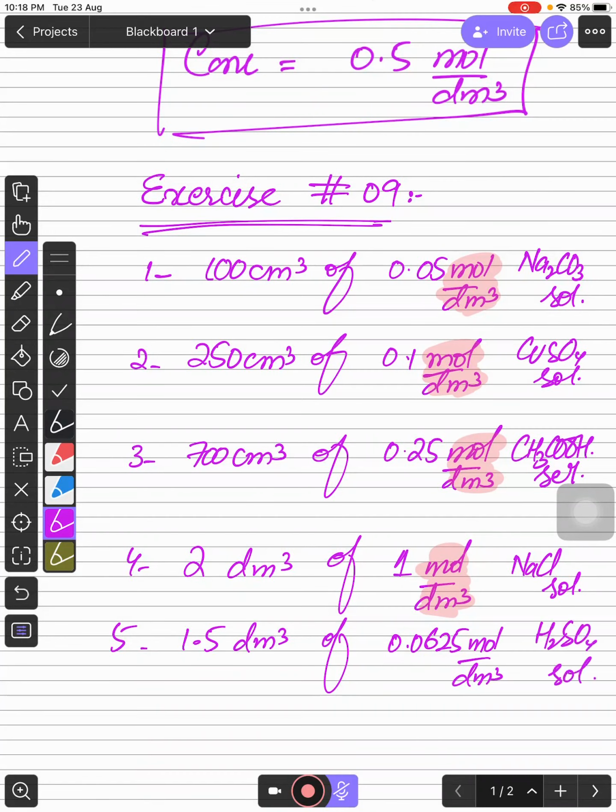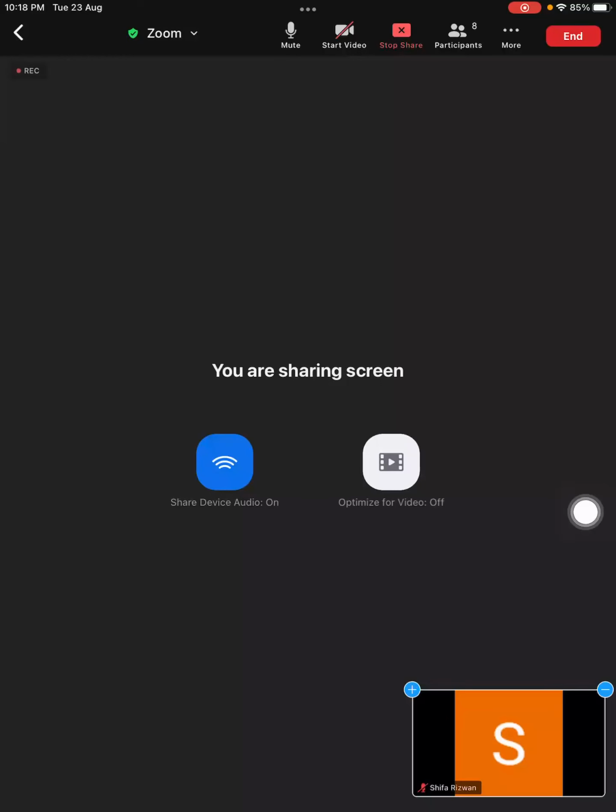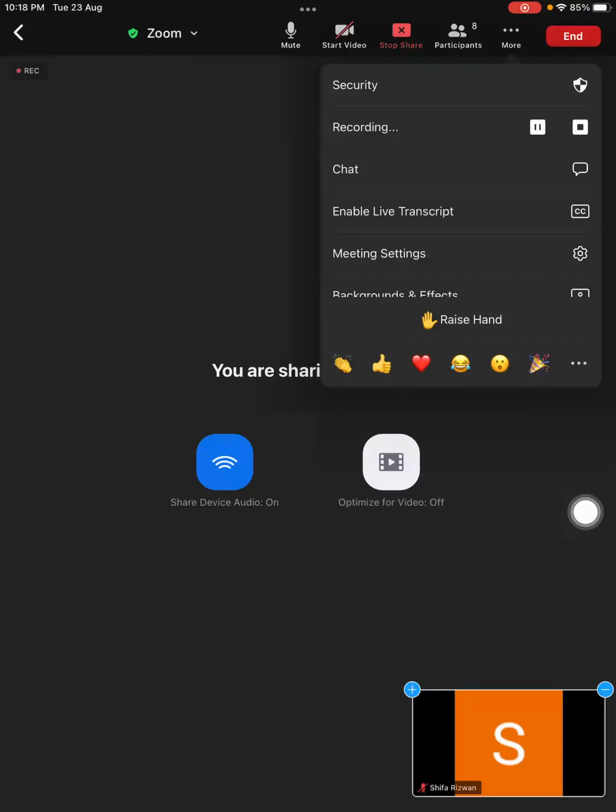Okay, बच्चों, just do it quick and send me the answers on the WhatsApp so I can check you are doing right or not. So मैं थोड़ी देर के लिए recording stop कर start करता हूँ.